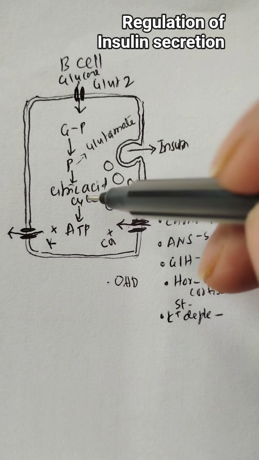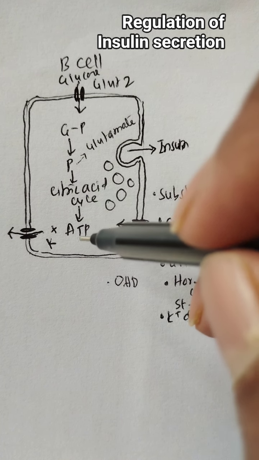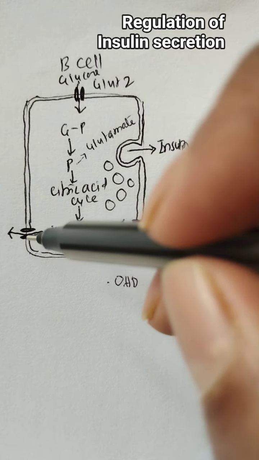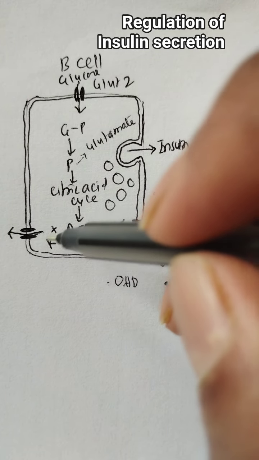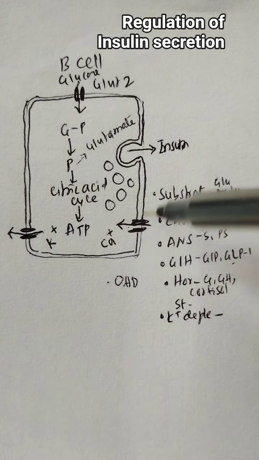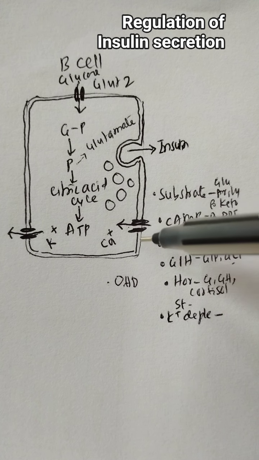Pyruvate enters into the citric acid cycle, where it generates ATPs, and the ATPs suppress the ATP-dependent potassium channels. That is, it reduces the efflux of potassium, which accumulates and causes the depolarization of the beta cell. That causes activation of the voltage-gated calcium channels.